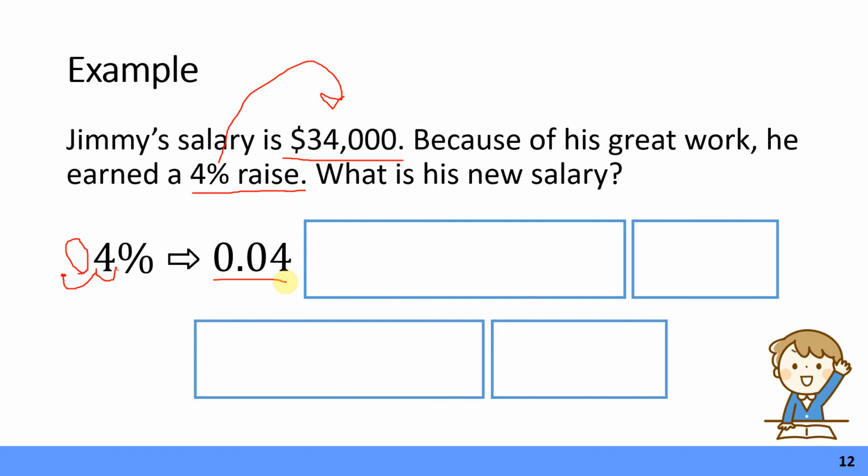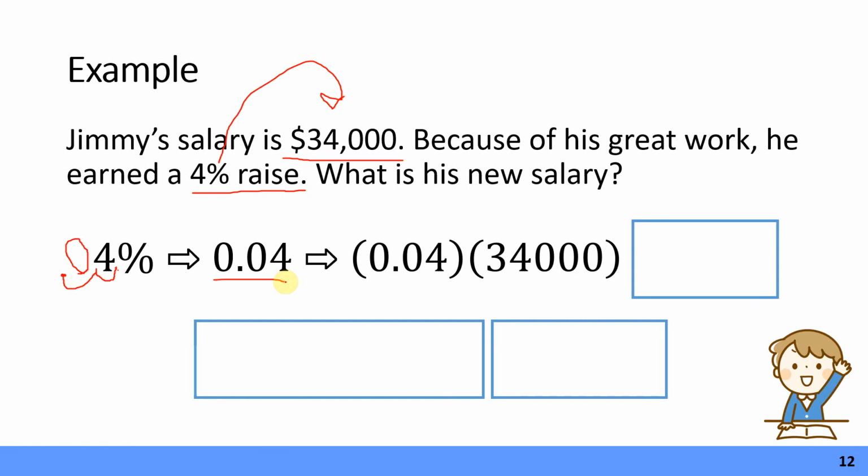Now, how do I find 4% of 34,000? Just like we've been doing in the last few problems, you multiply. So we're going to multiply the percent as a decimal, which is 0.04, times 34,000. Put that in your calculator, but be very careful with the zeros. If you put an extra 0 or 1 less, you are going to get the wrong answer. So 0.04 times 34,000 gives you 1,360.